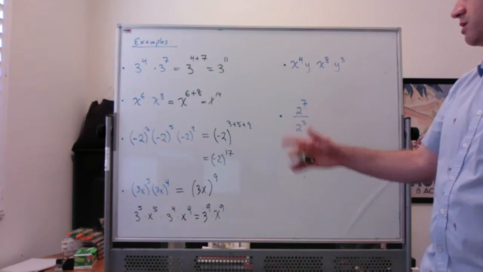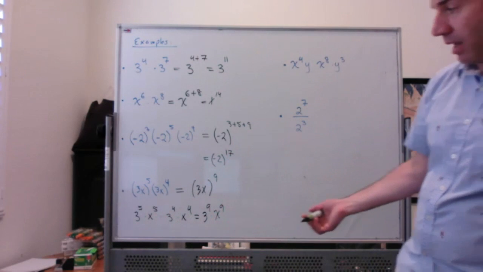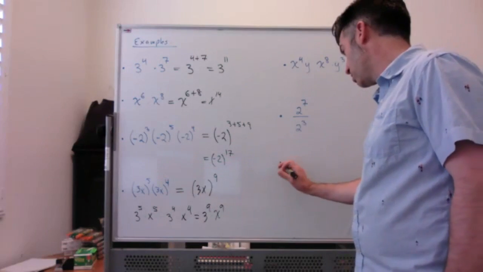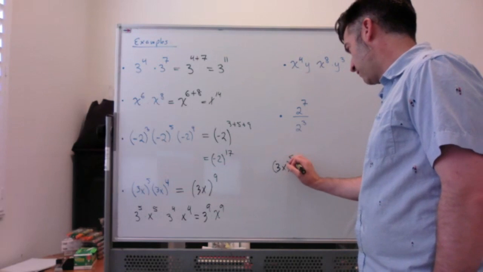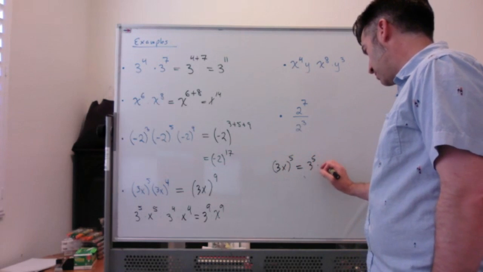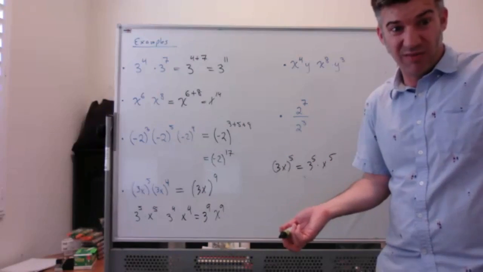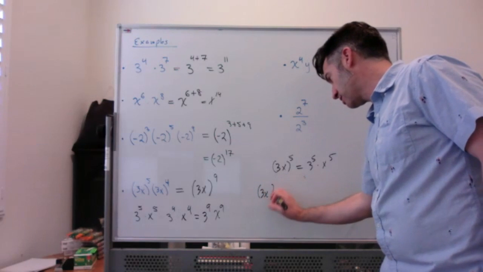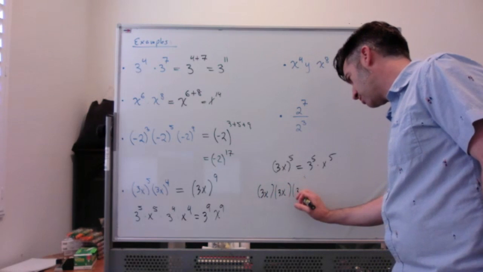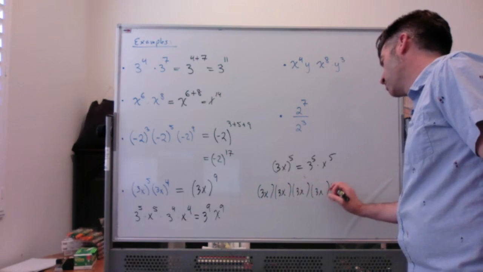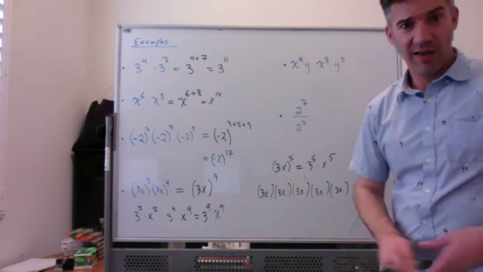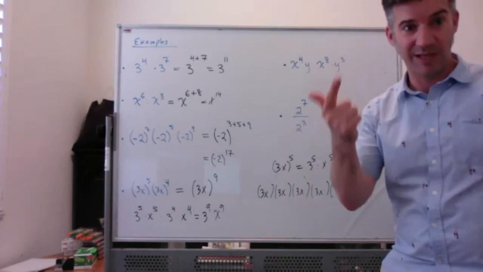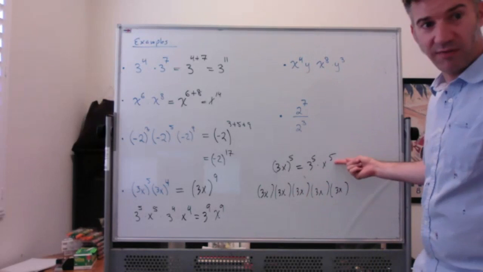And there was something else I was going to say, which is that the reason you can distribute this power, the reason it's true that 3x to the 5th is equal to 3 to the 5th times x to the 5th, is because of what it means. 3x to the 5th really means 3x times 3x times 3x times 3x times 3x. That's 3 times 3 times 3 times 3 times 3, 3 to the 5th, times x times x times x times x times x, x to the 5th.